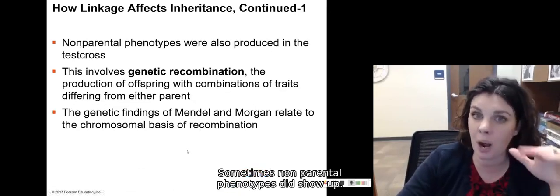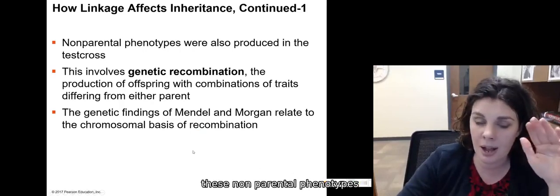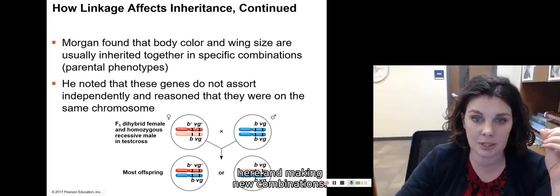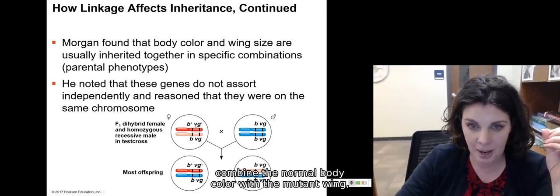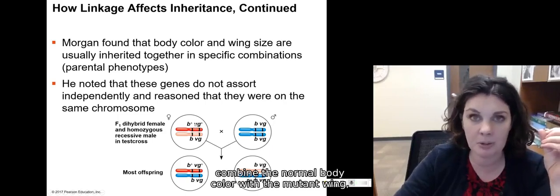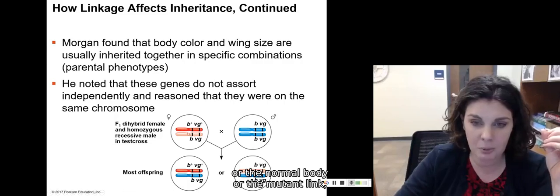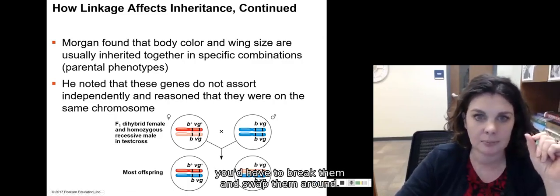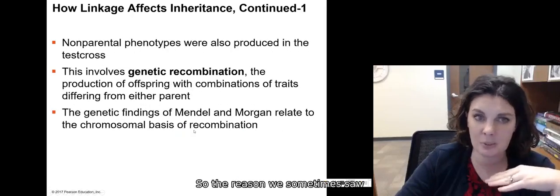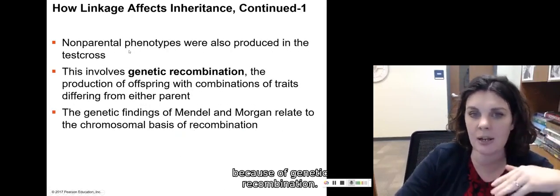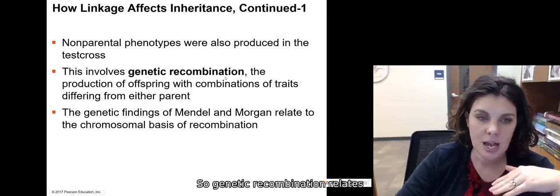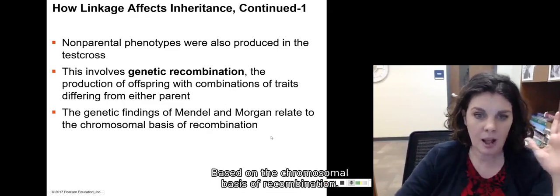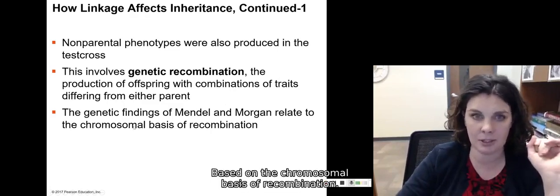Sometimes non-parental phenotypes did show up. What was happening was that the chromosomes were breaking right here and making new combinations. You would have to break them to combine the normal body color with the mutant wing, or the mutant body color with the normal wing. You'd have to break them and swap them around. So the reason we sometimes saw non-parental phenotypes was genetic recombination, which relates back to what we talked about with Mendel and Morgan, based on the chromosomal basis of recombination.